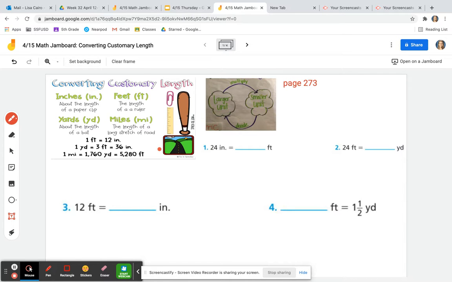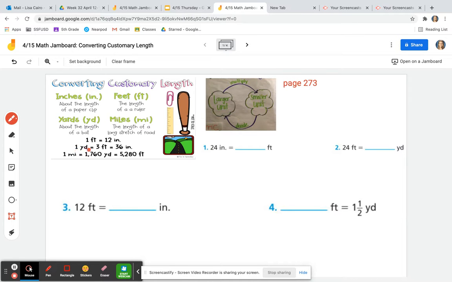And here are the equations that go along with our converting. 1 foot is equal to 12 inches. There are 12 inches in 1 foot. So if we laid out 12 paper clips and lined them all up, it would be about the same length as 1 ruler.